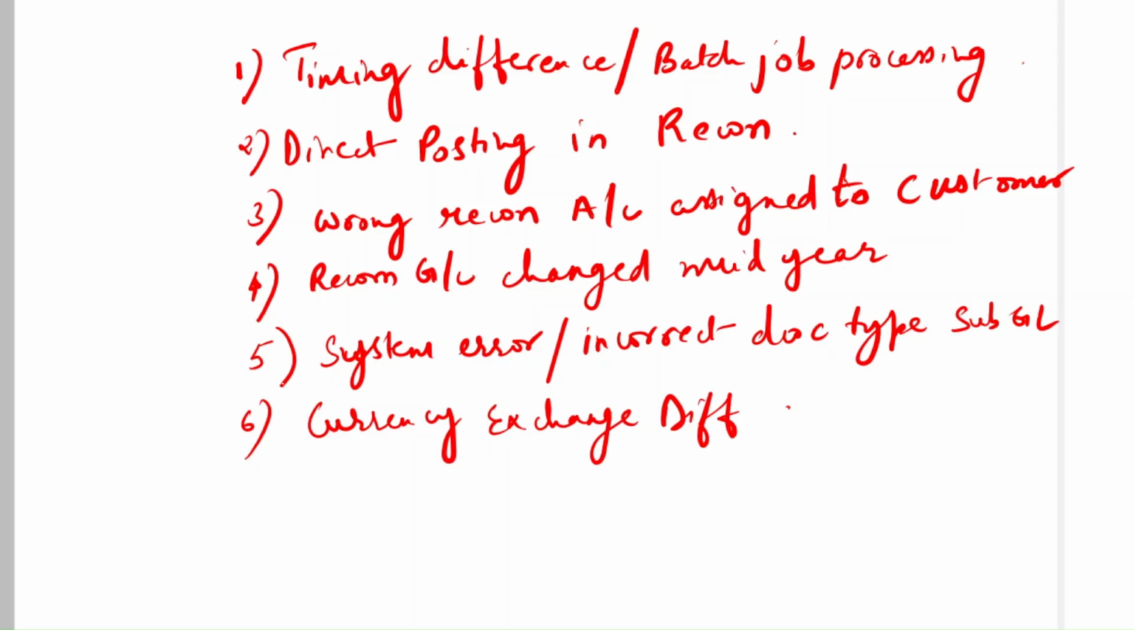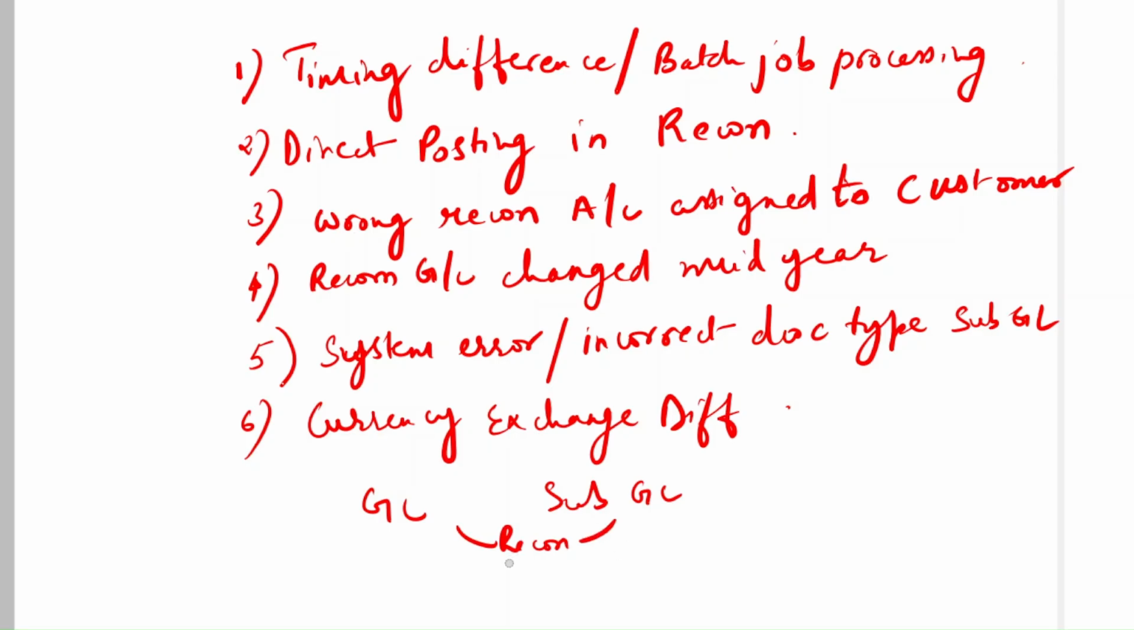So what are some of the reasons for differences between the sub-GL and GL? So firstly, like we said, timing difference. So this can be simply solved by extracting a report of both sub-GL and GL after the batch job is duly completed, so that there is automated reconciliation between the two. Now, second reason could be that there would be a direct posting in the reconciliation account. So like I already said, the sub-GL and GL are connected through the recon account, right?